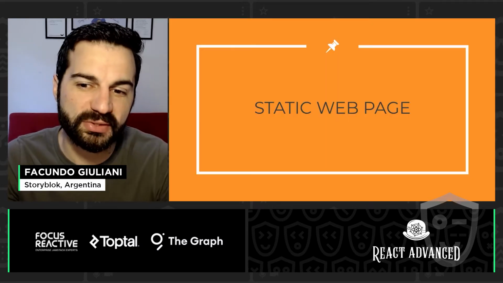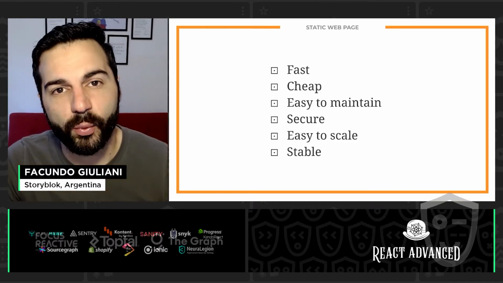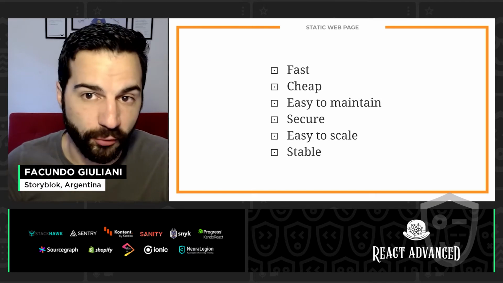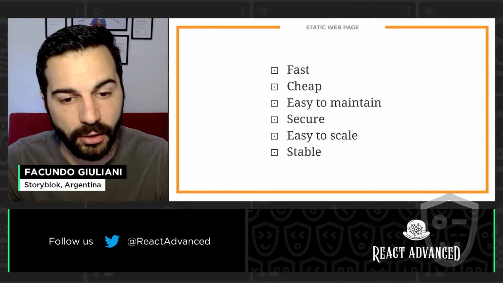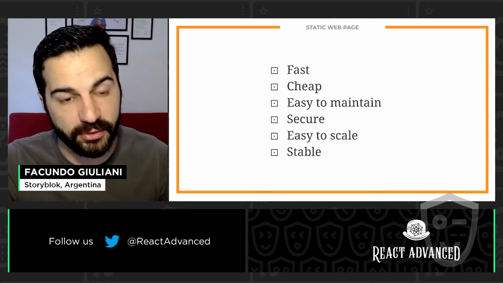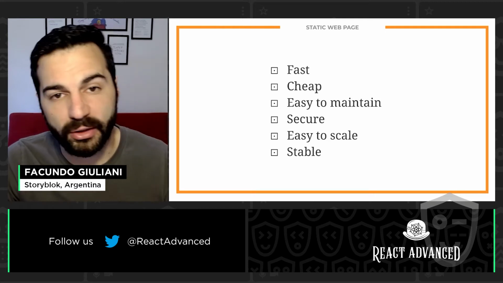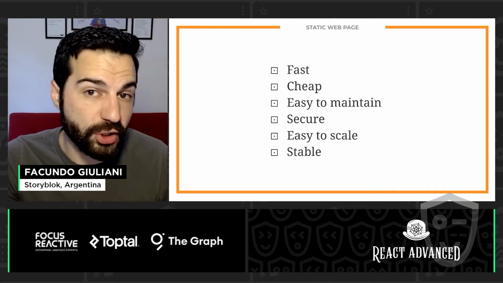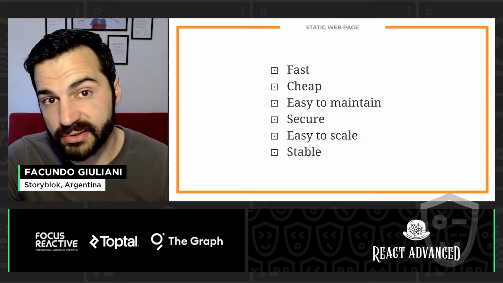But let's go back to the static web page, because if we analyze them, we can see that static web pages offer different benefits. For instance, static web pages are fast because we are just delivering files that are stored in a web server as they are stored. So we don't have to do any logic to generate the content that we want to deliver. They are cheap because we are just storing files like in any other file system.